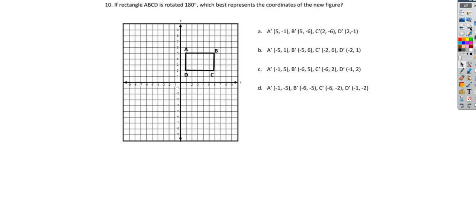Number 10. If rectangle ABCD is rotated 180 degrees, which best represents the coordinates of the new figure? Think about what we know about each coordinate, or each quadrant, and where we want to end up. There's a rule we have to remember when we rotate 180 degrees.